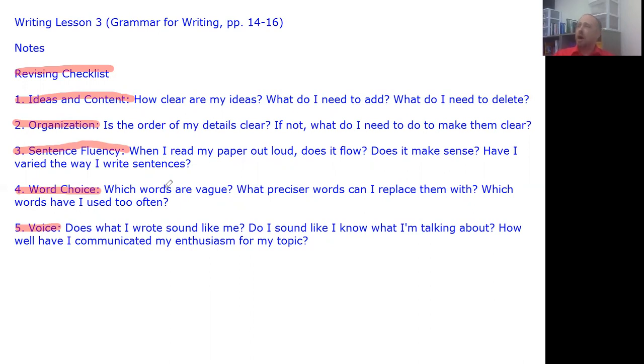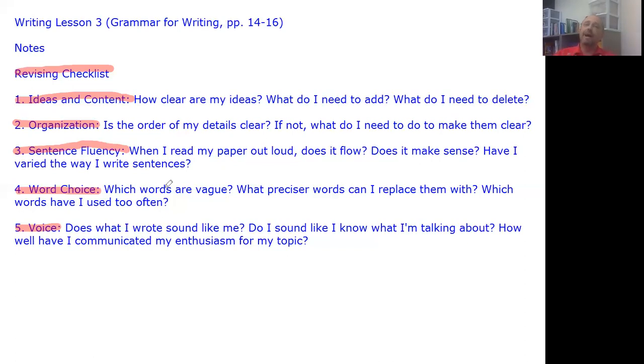So here we go. So one of the things that I look at when I revise my work, when I'm looking at it again, revise from the Latin revisio, right? To look at again. I'm trying to make my writing better. I'm not fixing mistakes per se. I'm not correcting spelling or grammar or punctuation. I'm making my writing better.